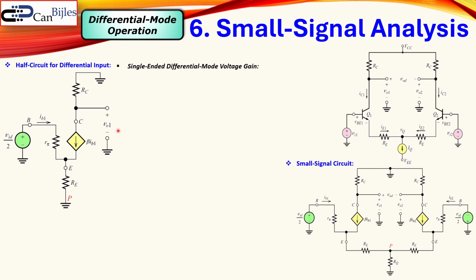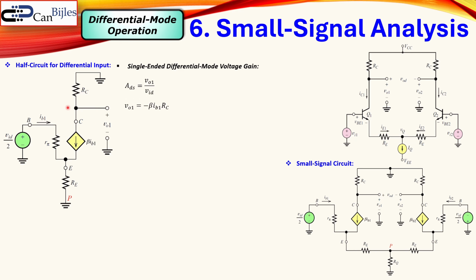We start first with the single-ended differential mode voltage gain. That is VO1 over the input voltage differential, VID. So that means differential mode single-ended. That is the format I am using. That's sort of the coding. That's the VO1 output voltage at the collector node divided by the differential mode input.